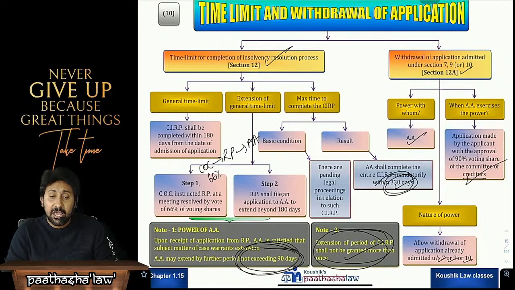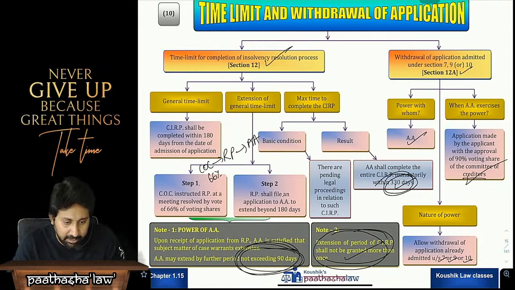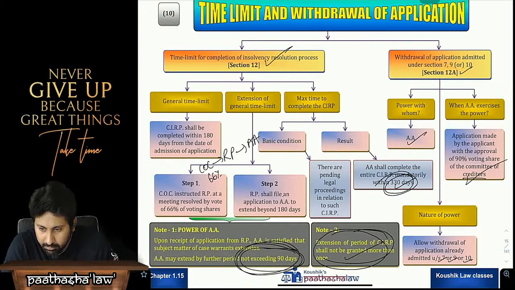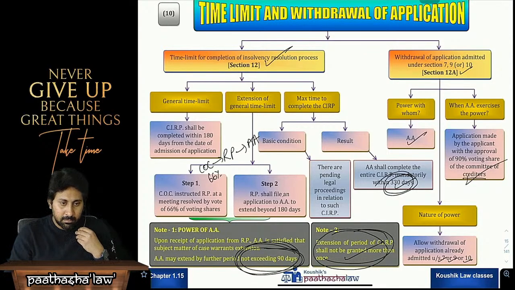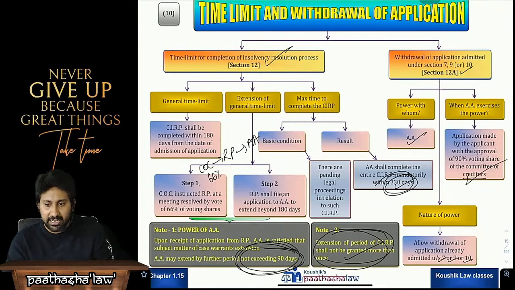Now my question is, generally the time period is 180. You may give an extension of a maximum period of 90. Then it should become 270. But here it is 330. What is that 60 days? Tell me. What is that 60?